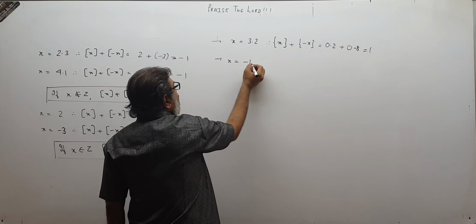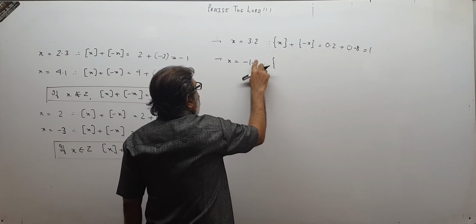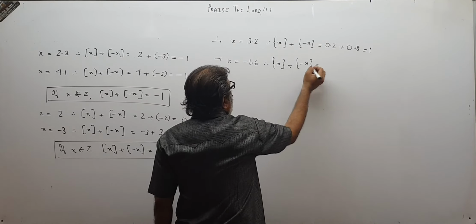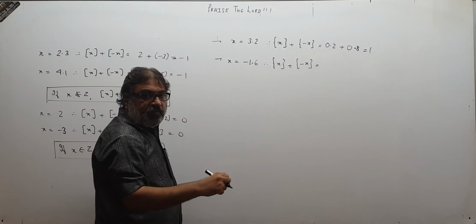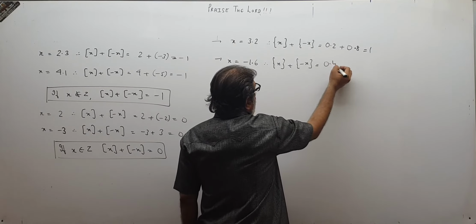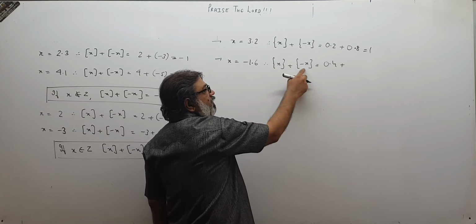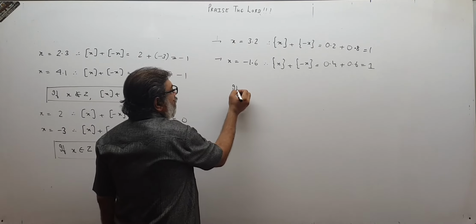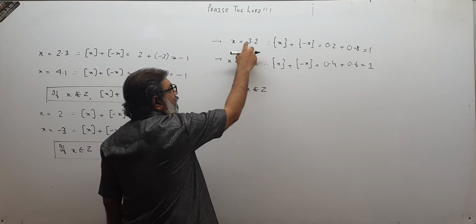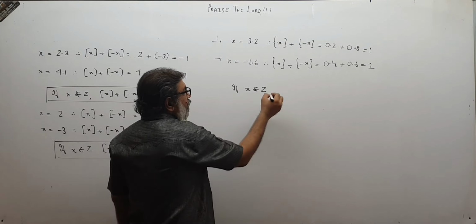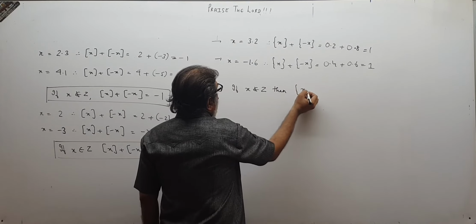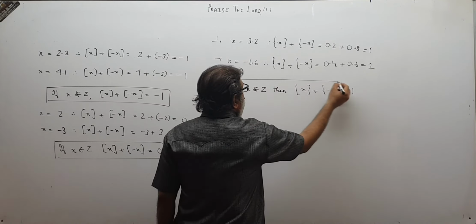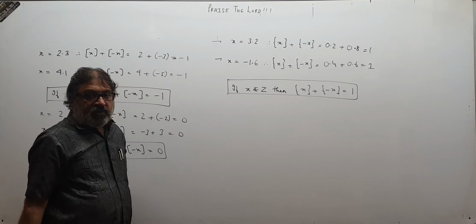If I take x as minus 1.6, supposing, so fractional part of x plus fractional part of minus x. Fractional part of minus 1.6 will be 0.4. Fractional part of minus x means fractional part of 1.6, that will be 0.6, and that will be 1 again. So please remember, if x is not an integer, decimals or fractions, then fractional part of x plus fractional part of minus x is always 1. Important properties I am telling you, useful to us.